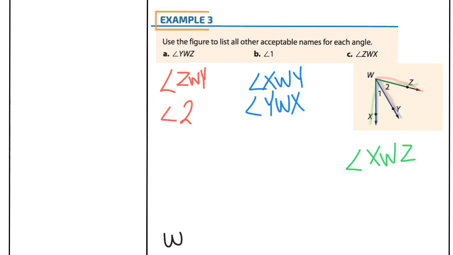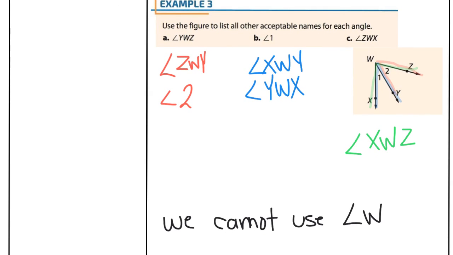Now, I do want you to understand we cannot use angle W as a name. Because if we just use angle W as a name, it's confusing. Are we talking about angle 1 or angle 2 or the whole angle W? Okay, we can't use that. The only time we can just name it as angle W is if that's the only angle sitting there. Okay, if it's the only angle sitting there.